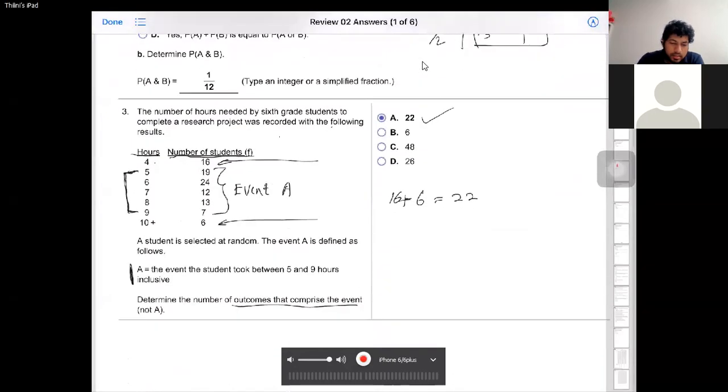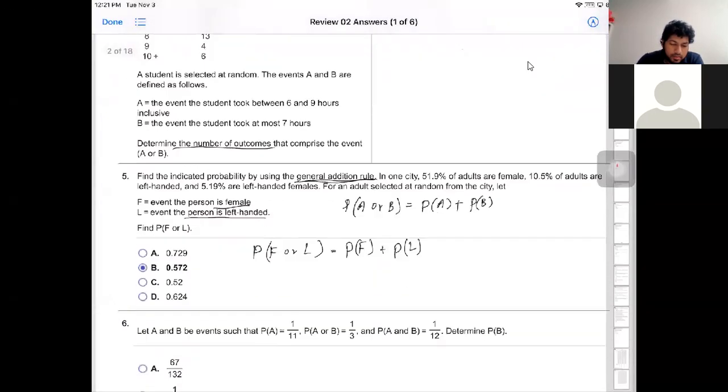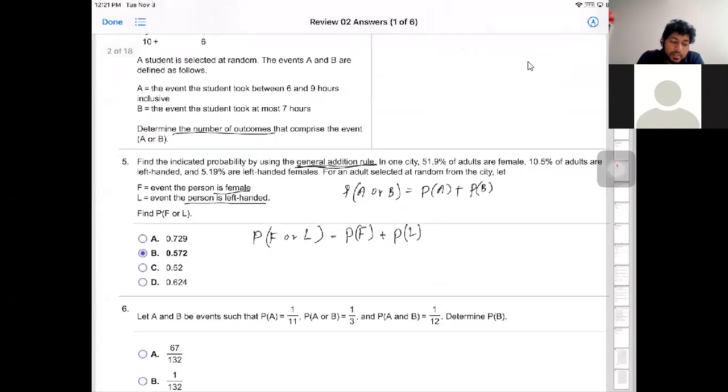Where was I? Okay, this is using the general addition rule. General addition rule: P(A or B) is equal to P(A) plus P(B) minus P(A and B). This is my 'and' sign. So you need to find F or L here.